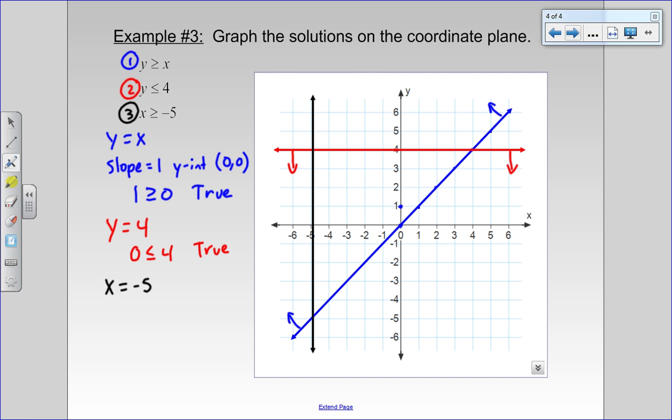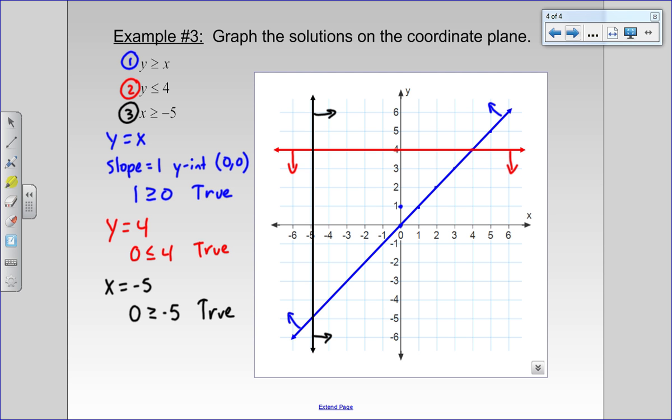Again, if we think about the origin, if x is 0, then the inequality 0 is greater than or equal to -5 would be true. So points to the right of that boundary line, along with the origin, would be solutions of this inequality.